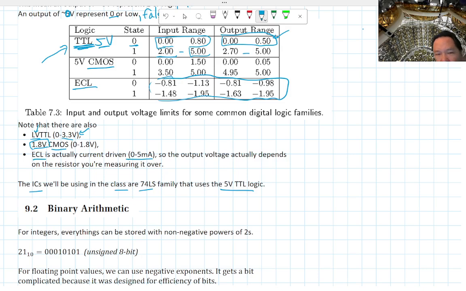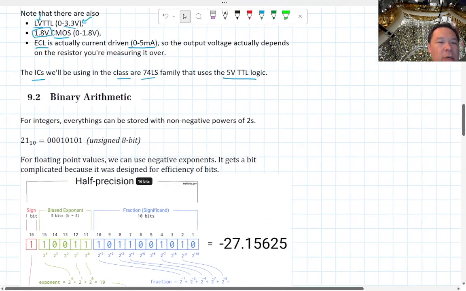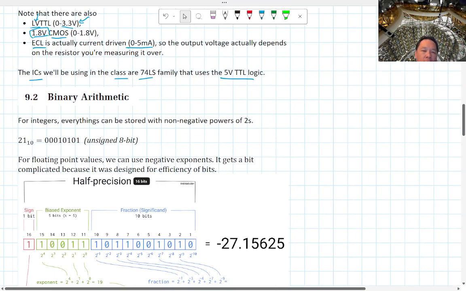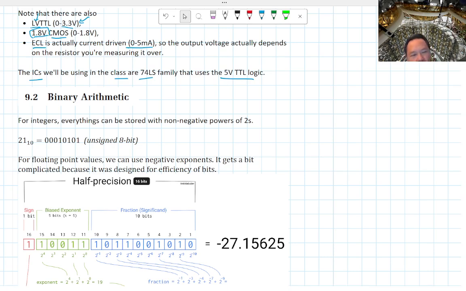And when we convert to FPGA, we actually have to deal with CMOS. But for now, let's think of everything in terms of 5 volt TTL, okay? But before we can get into the binary gate, we're going to have to do a little bit of review or introduction of arithmetic in binary.